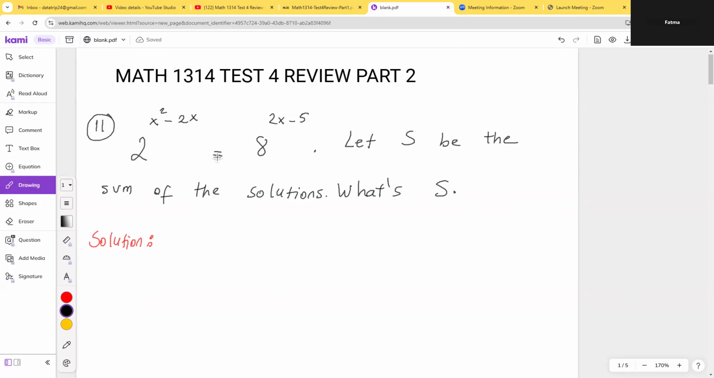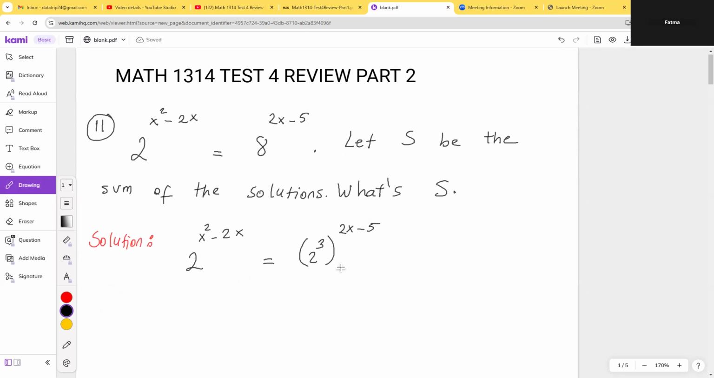We're going to try to write them with common bases. Is it possible? What's the base on the first part? 2. Can we change this to a 2? Can 8 be written as a power of 2? 8 is 2 to the what power? 3. 8 is 2 to the third power. So the first part will be copied the same: 2 to the power of x squared minus 2x stays the same. But we're going to change the 8 as 2 to the third power, because if you multiply the 2 three times by itself, you just get an 8. And this is raised to the power of 2x minus 5.